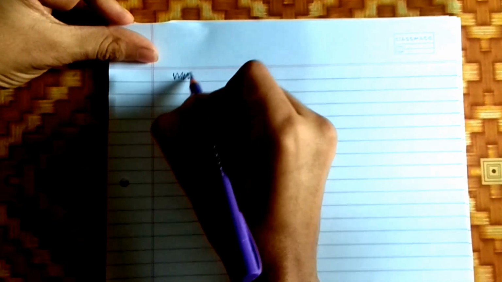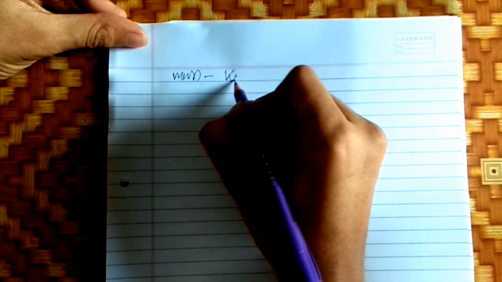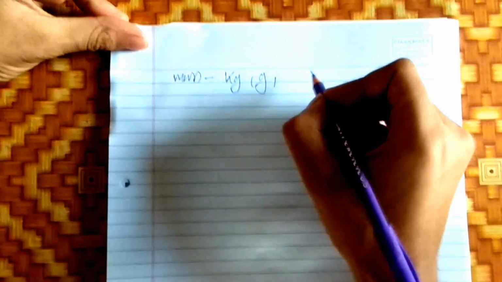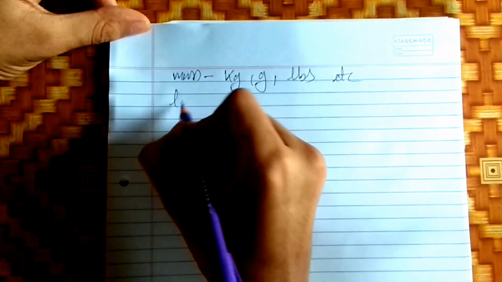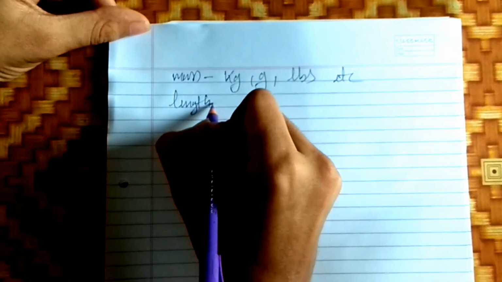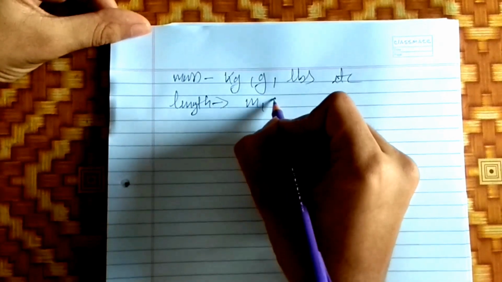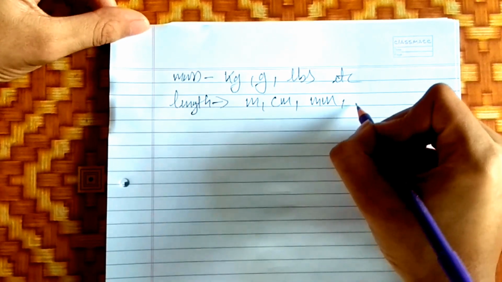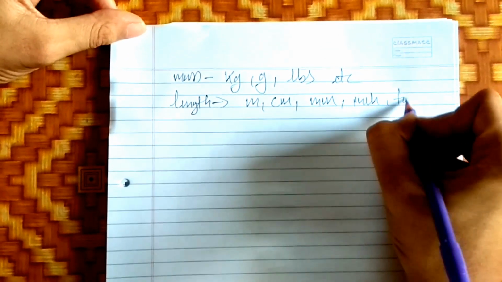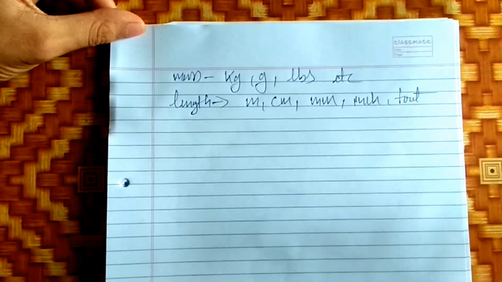Okay, now the next point is that one physical quantity can have multiple units. For example, mass has units of kilogram, gram, pound, and so on. Similarly, length has units meter, centimeter, millimeter, inch, foot, and many more. Okay, so this creates a problem.